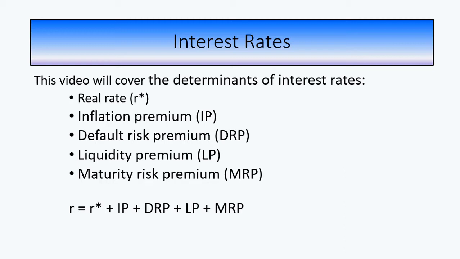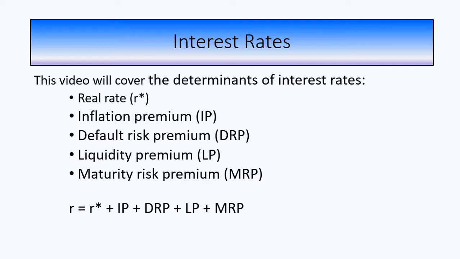This video will cover the determinants of interest rates. We'll look at real interest rates, the inflation premium IP, default risk premium DRP, the liquidity premium LP, and the maturity risk premium MRP. We'll throw them all into the kitchen sink, and that's why I refer to the equation you see below as the kitchen sink model.